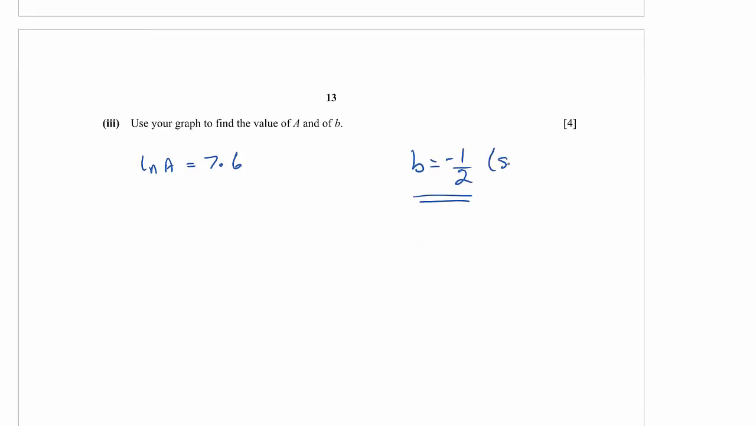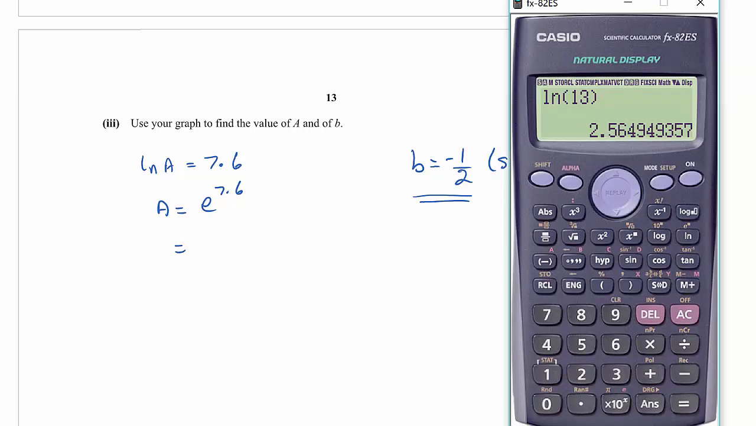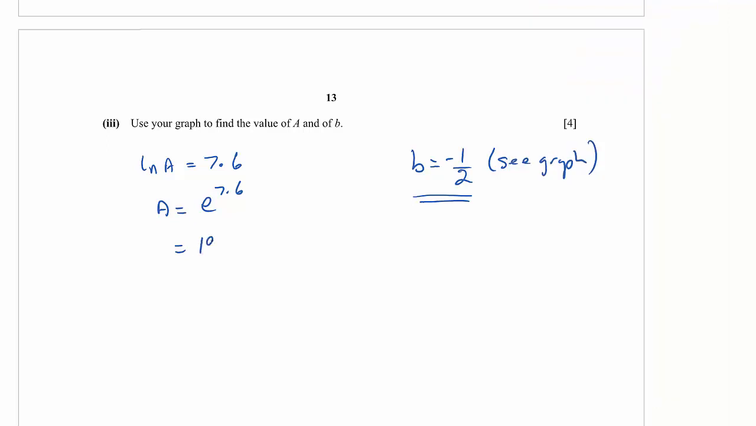We might just say see graph there because we did the working up above. And ln A is 7.6, which means A is equal to e to the 7.6. E to the 7.6 is 1998 to the nearest whole number.